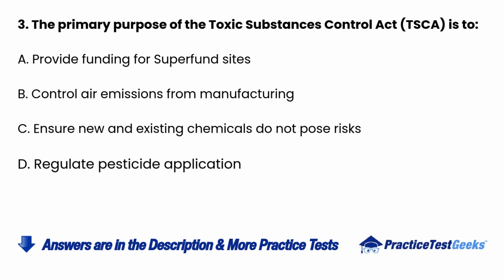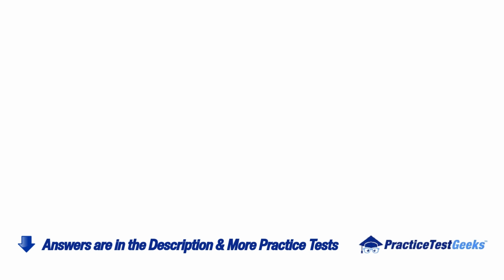3. The primary purpose of the Toxic Substances Control Act (TSCA) is to: A. Provide funding for Superfund sites. B. Control air emissions from manufacturing. C. Ensure new and existing chemicals do not pose risks. D. Regulate pesticide application.